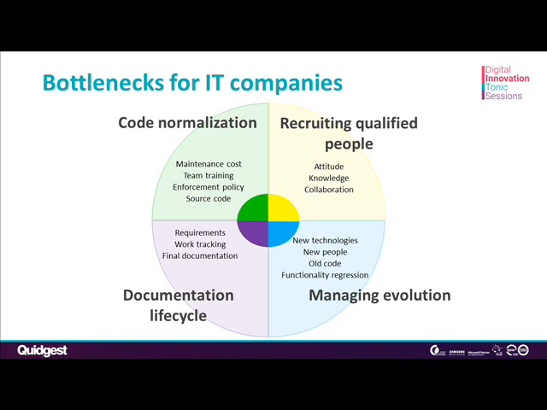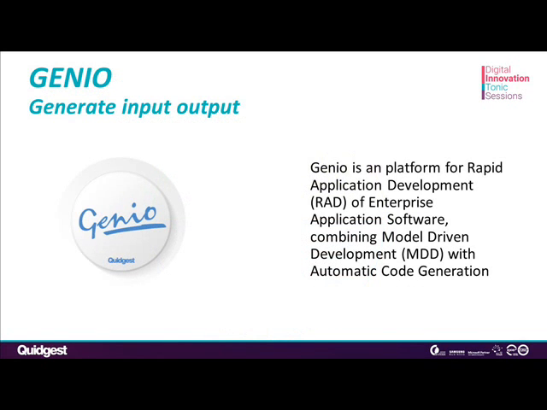The 4 main issues are code normalization, recruiting qualified people, managing the evolution of their systems, and the life cycle of the documentation. These are the main 4 issues that a normal IT company has. And this is our solution to that, Genio.